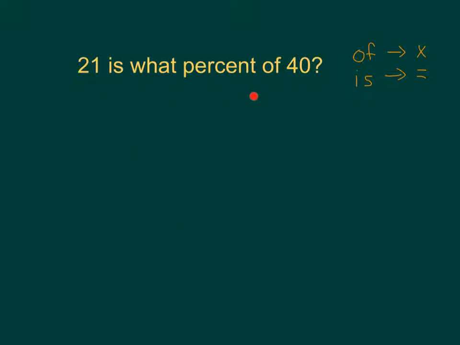So here I'm given a sentence that looks a little different, but I'm going to solve it the same way. So I'm going to look for my key words. So 21 is, there's the word is, I know it means equals. What percent, okay, there's going to be my variable, of is times 40. So let's write this one out now. So we have 21 is, means equals, and now we have what percent. So it's not just a number, it's a percent.